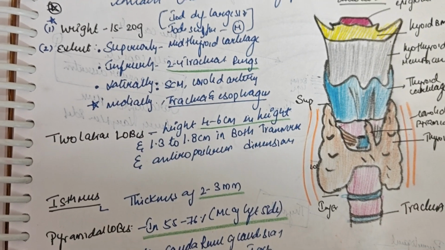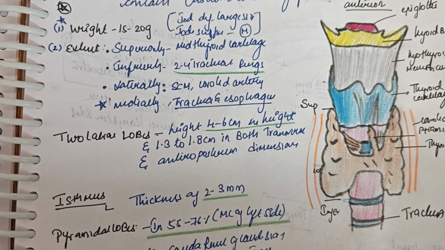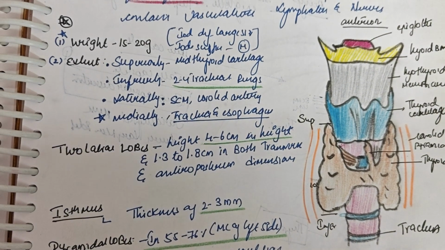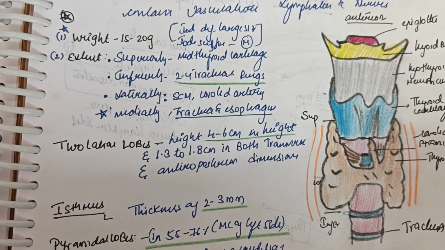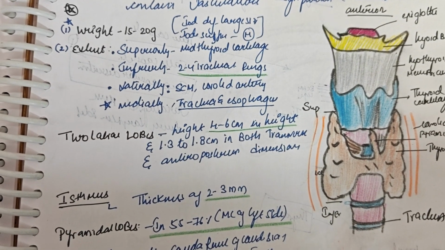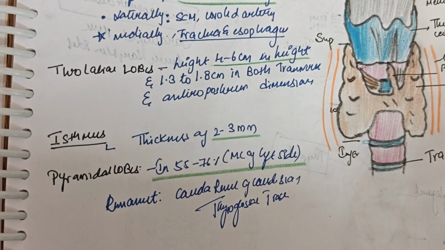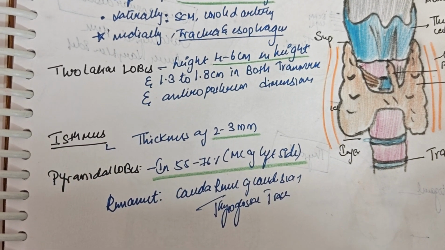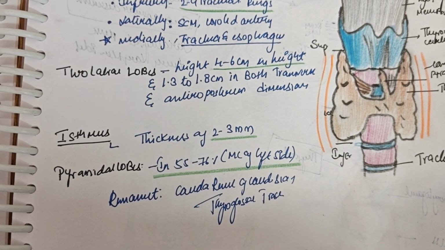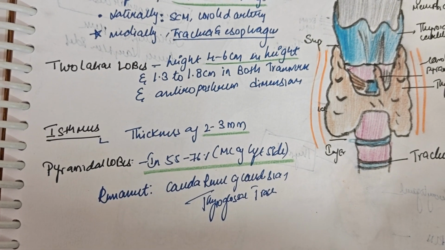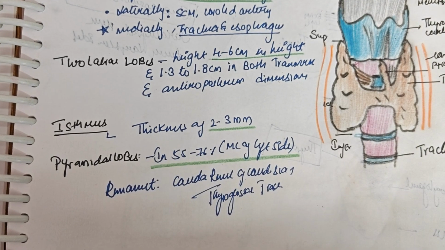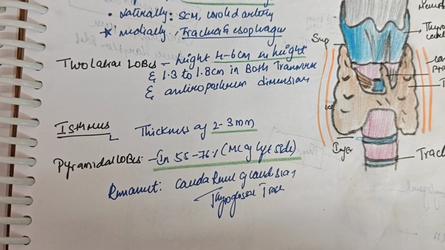The last point to understand here is the two lateral lobes. The height is 4 to 6 centimeters, and 1.3 to 1.8 centimeters in both transverse and anteroposterior dimensions. The isthmus thickness is 2 to 3 mm. The pyramidal lobe is present in 55 to 76%. It is mostly found on the left side. It is a remnant of the caudal part of the thyroglossal tract.